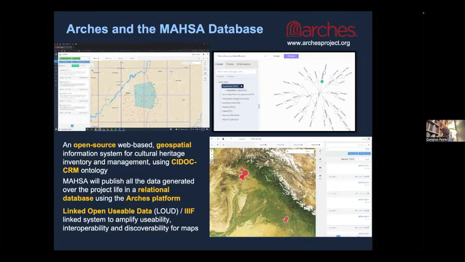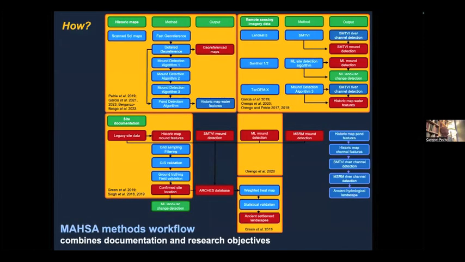Now I'm going to show you two images. The first one is a little bit scary. This is the workflow that we use. Lots of stages and steps, lots of different methods.